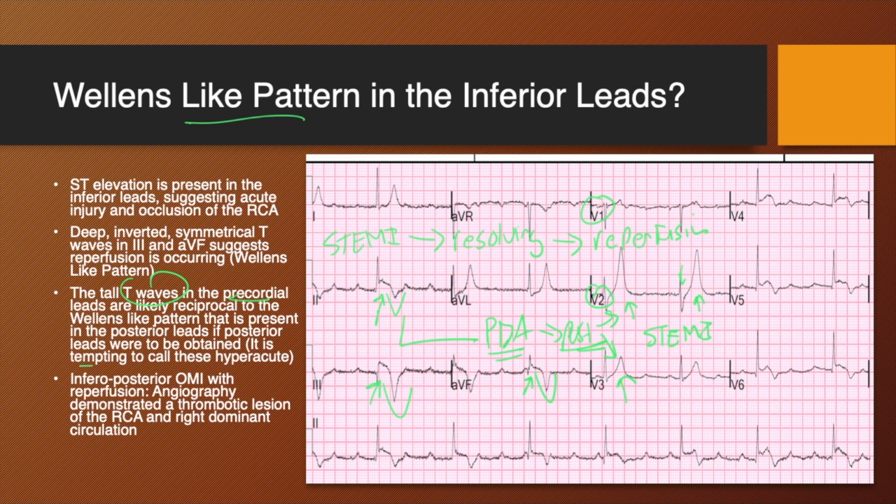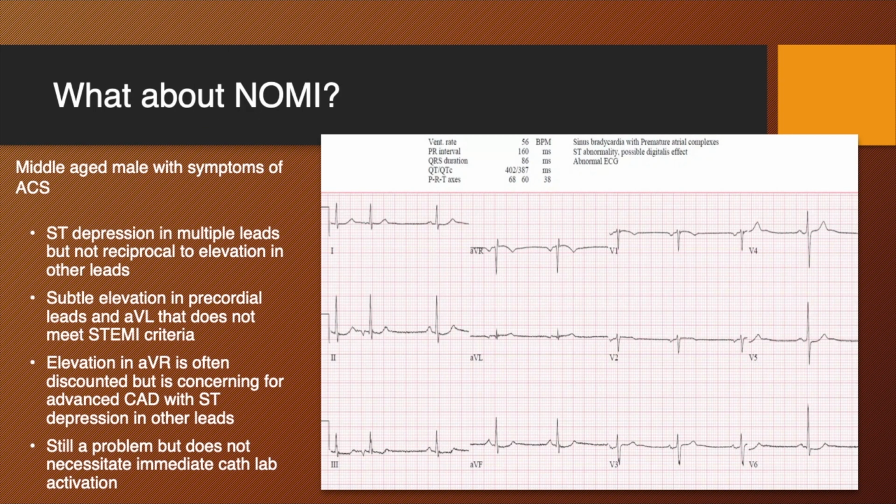This is actually an inferoposterior OMI that's occurring. This patient had a thrombotic lesion in their right coronary artery, and they had that right dominant circulation. So this is an inferoposterior MI that was experiencing some reperfusion. All right, what about NOMI? Well, here's what a NOMI would look like.